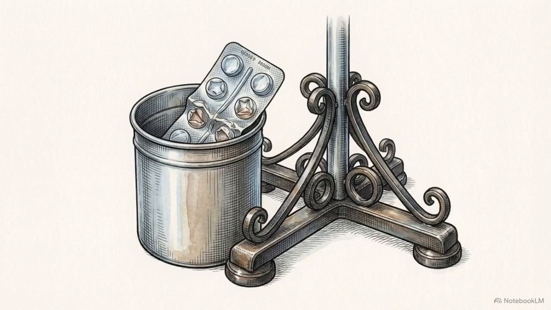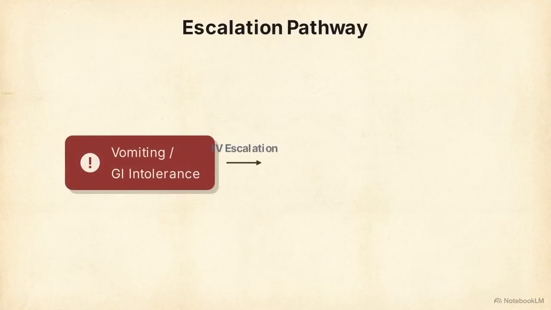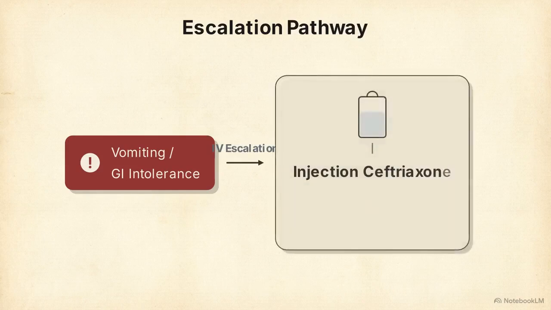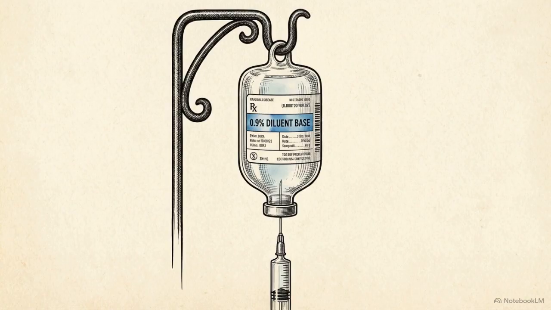At this trigger, the protocol shifts immediately. Abandon oral medications and move to intravenous therapy. On the decision tree, the IV escalation branch designates injection Ceftriaxone, 2 grams, administered once daily. This antibiotic requires strict dilution within a 100 milliliter normal saline bottle.